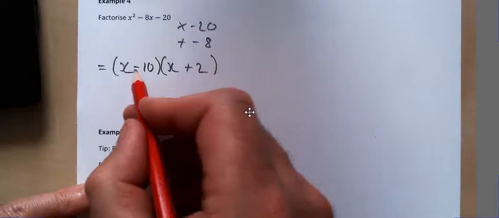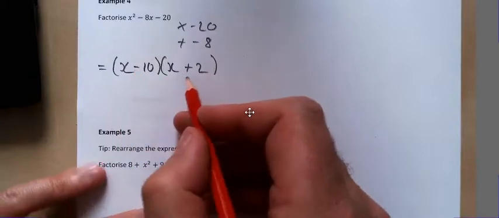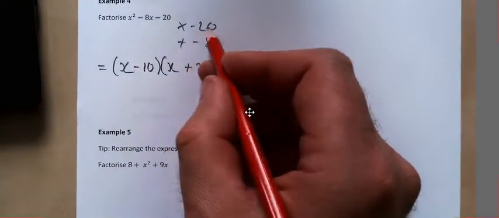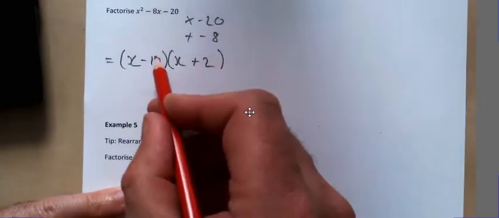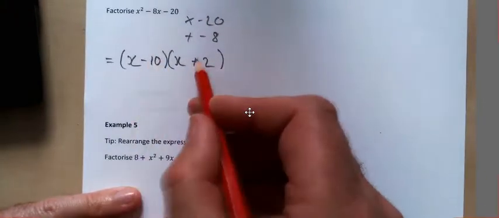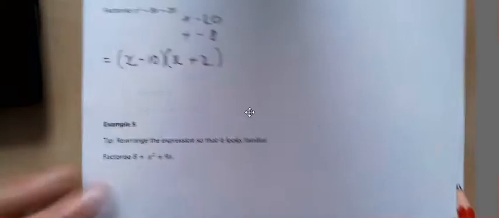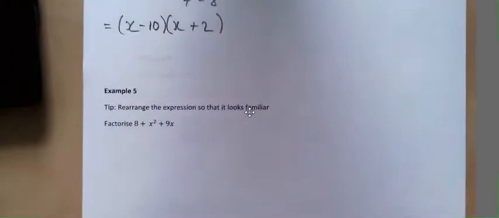Let's check them. Minus 10 times 2 gives us minus 20, and minus 10 plus 2 gives us minus 8. Note that it can't be 10 and minus 2, that would give us a plus 8, so that wouldn't work. For example 5, we need to rearrange it first.